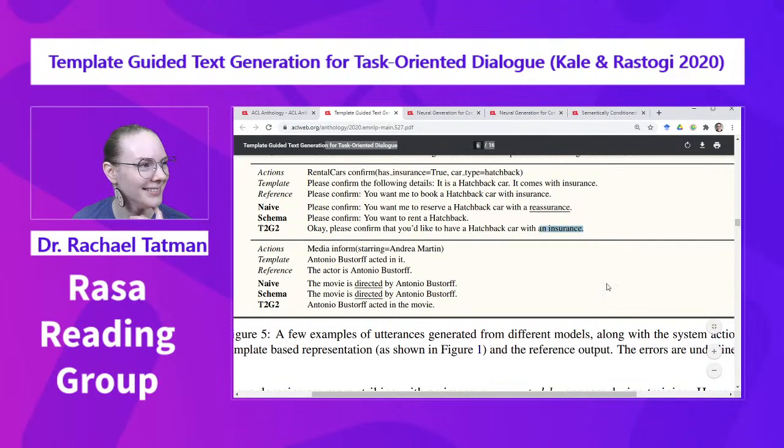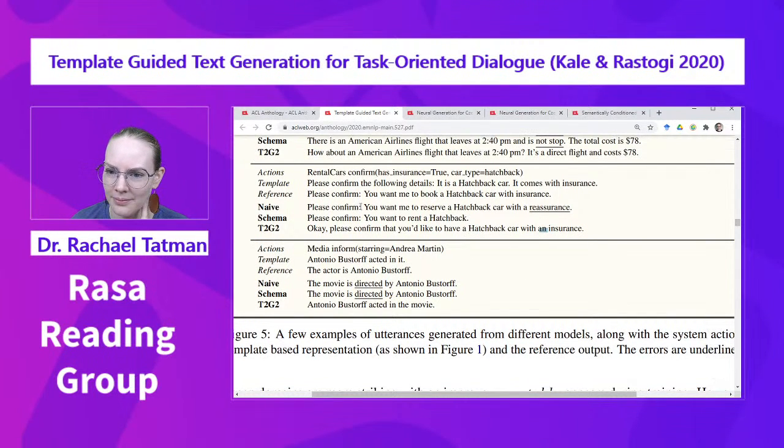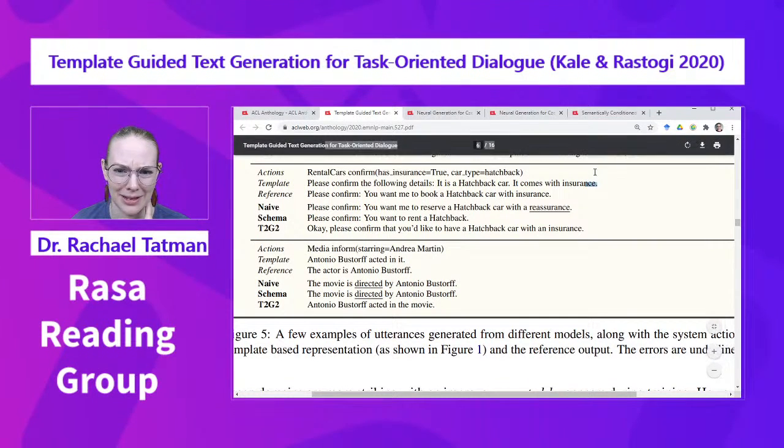That sounds a little funky. You don't usually use an article or a determiner when you're talking about insurance. Honestly, here the template sounds best to me. Reference is also pretty good. I believe the references here are handwritten.